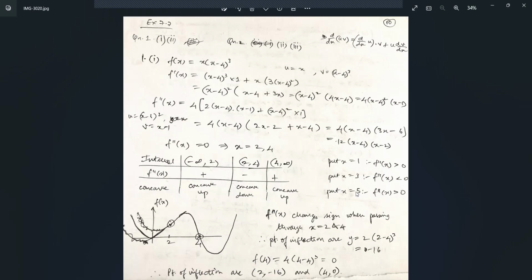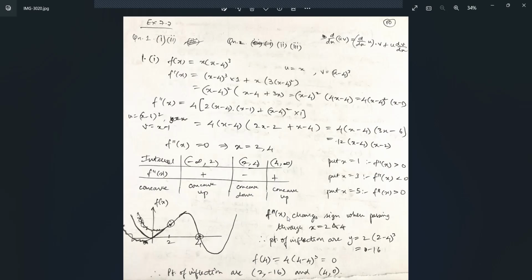And for a point in the interval between 4 to infinity, I have 5. When I substitute 5, this is a positive value, this is a positive value. So we have f double prime to be greater than 0. So f double dash of x changes sign. From this table we see that if f double dash is plus, it is concave up. If it is minus, it is concave down. If it is plus, it is concave up.